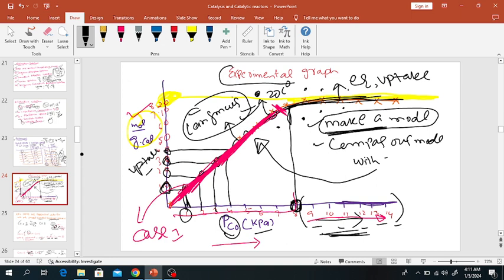So from this experiment we conclude that our experimental data is best fitted to the Langmuir isotherm. So the adsorption of carbon monoxide on the catalyst follows the Langmuir adsorption isotherm.